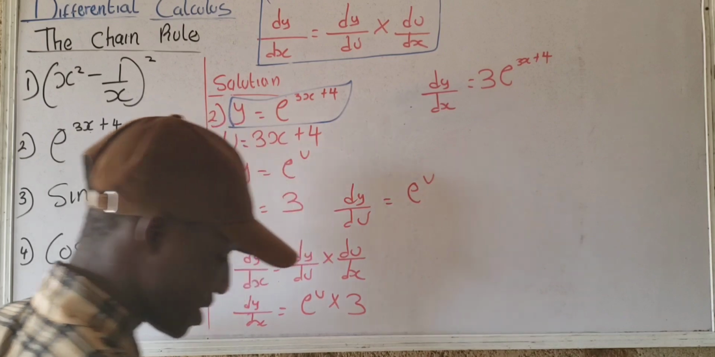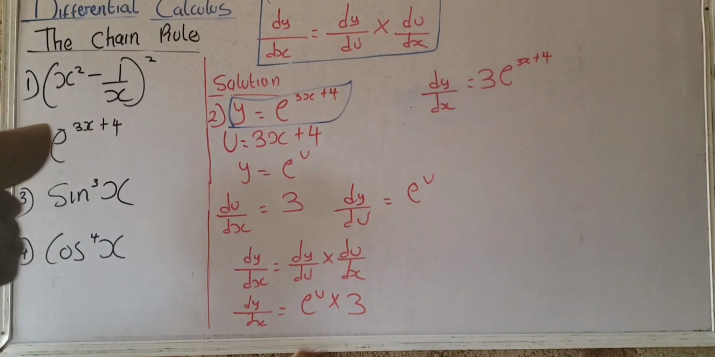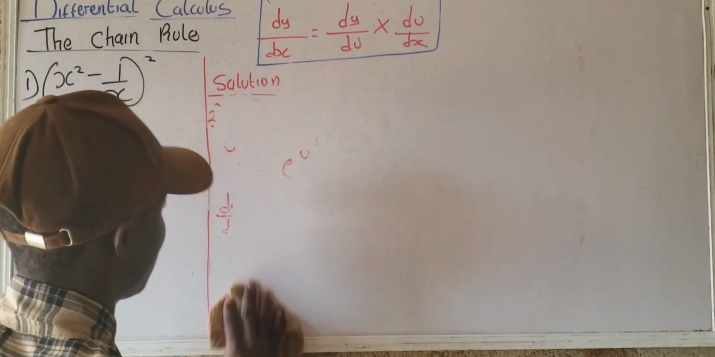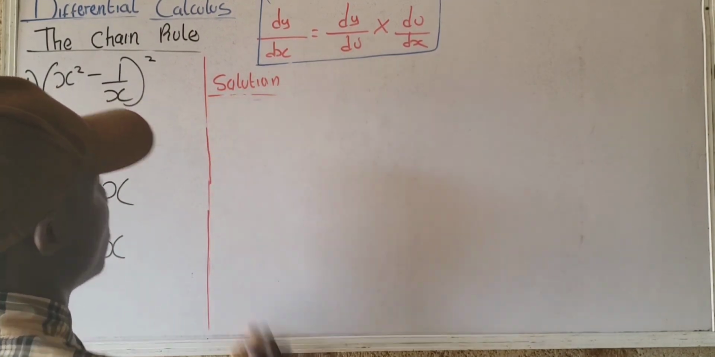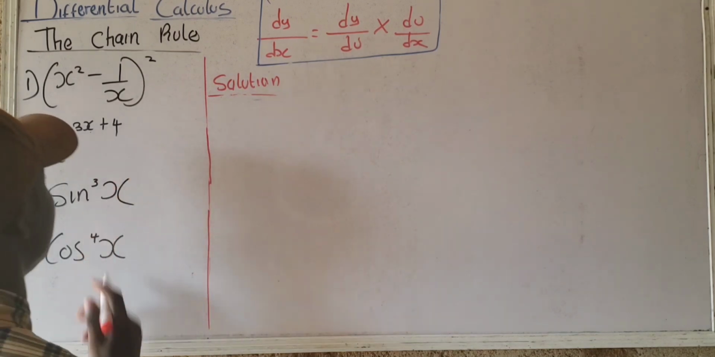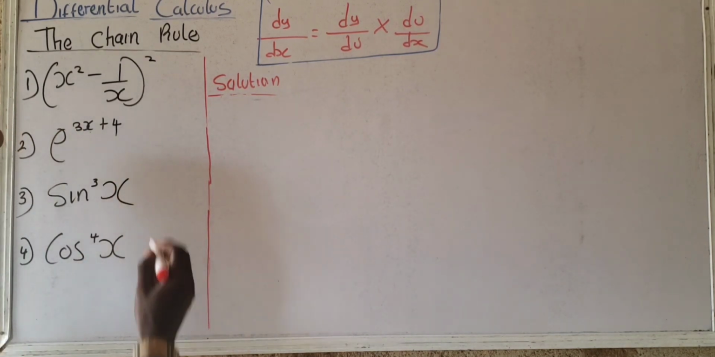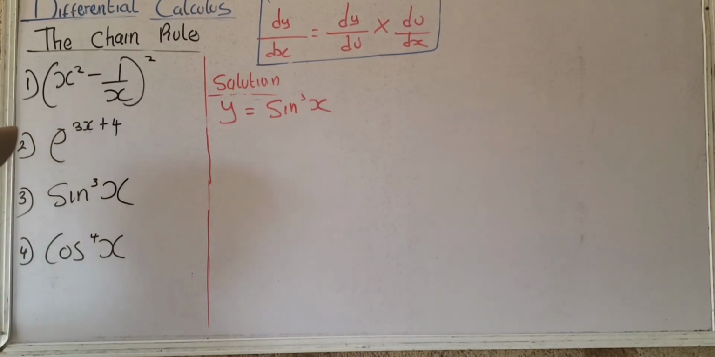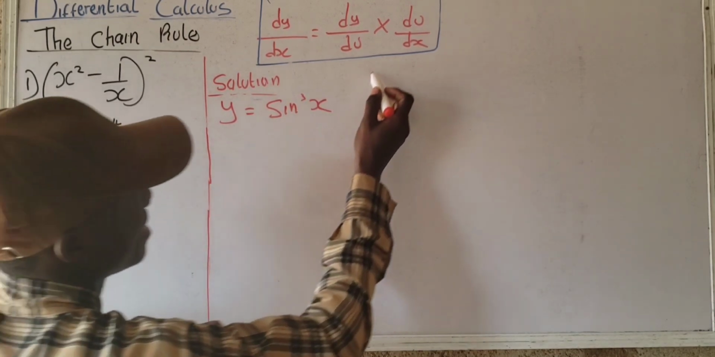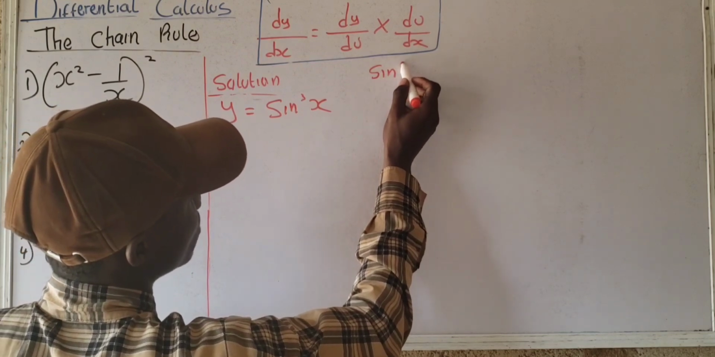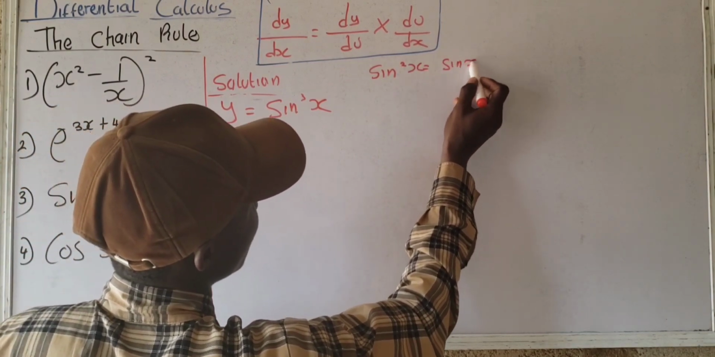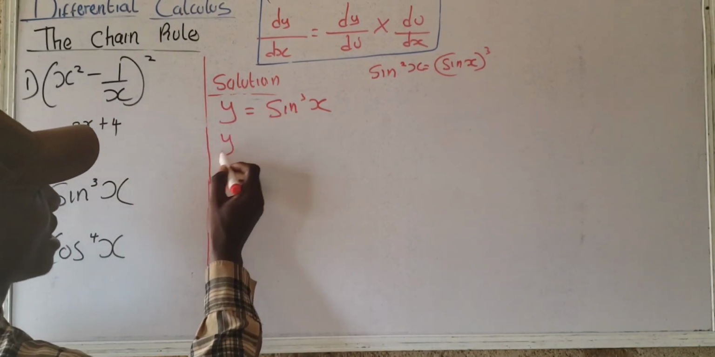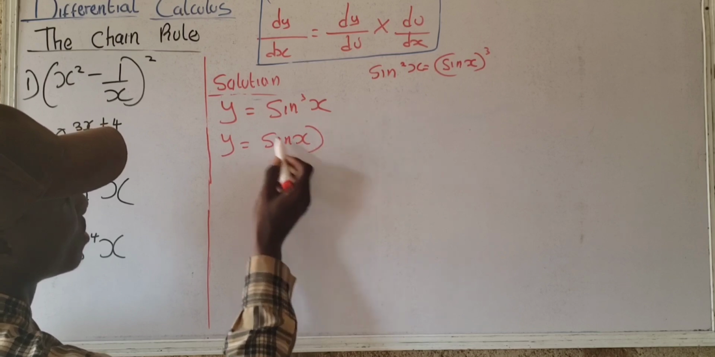We are asked to differentiate sine cube x. Now, the first step is to let y equal sine cube x. Don't forget that sine cube x can be written as sine x raised to the power of 3. That means I can rewrite this as y equals sine x raised to the power of 3.